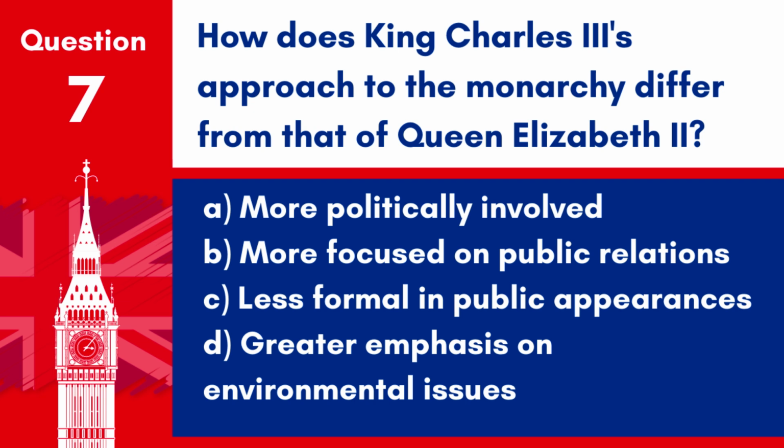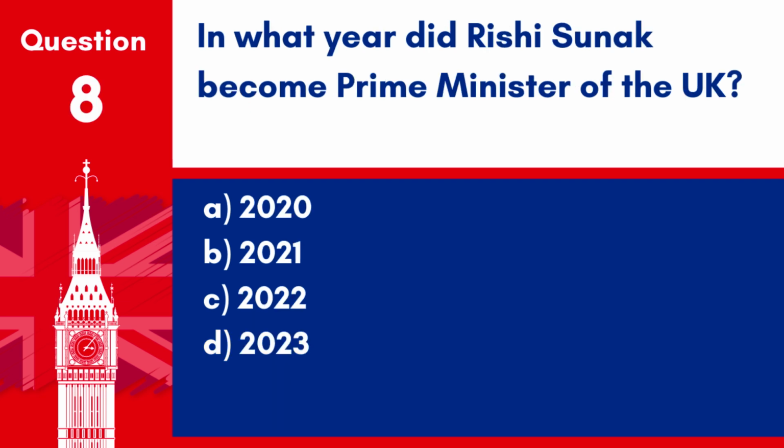Question 7. How does King Charles III's approach to the monarchy differ from that of Queen Elizabeth II? A. More politically involved. B. More focused on public relations. C. Less formal in public appearances. D. Greater emphasis on environmental issues. Answer: D. Greater emphasis on environmental issues. King Charles III's approach to the monarchy notably differs in his greater emphasis on environmental issues compared to Queen Elizabeth II.